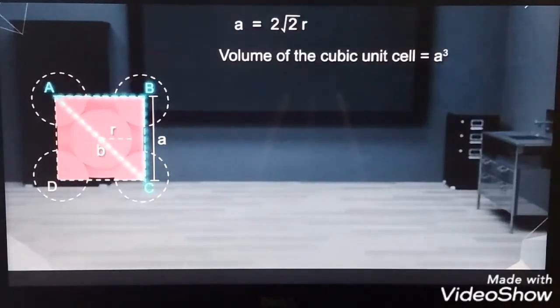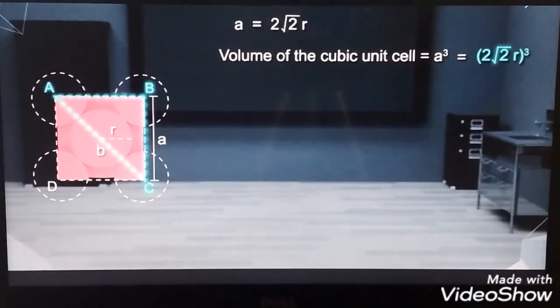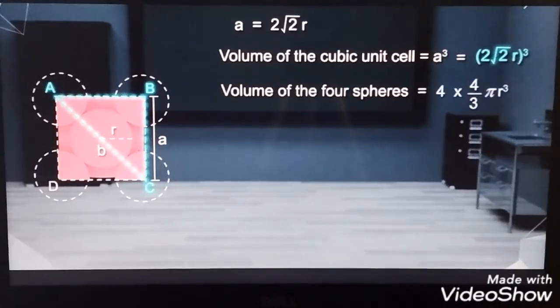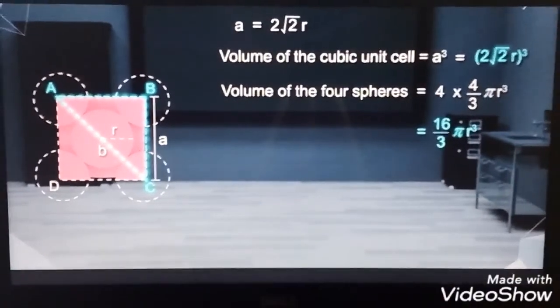Volume of the cubic unit cell is equal to A cube, which is equal to (2 square root 2 R) whole cube. We know that in a face-centered unit cell or CCP structure there are 4 spheres or atoms. Volume of the 4 spheres is equal to 4 into 4 by 3 pi r cube, which is equal to 16 by 3 pi r cube.